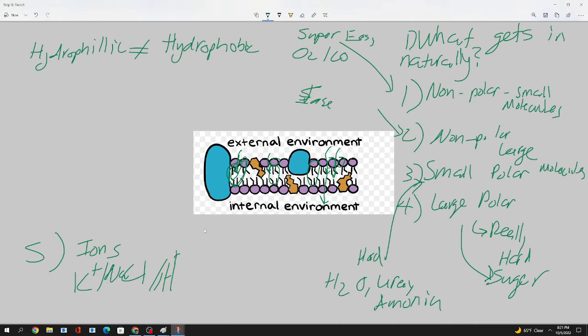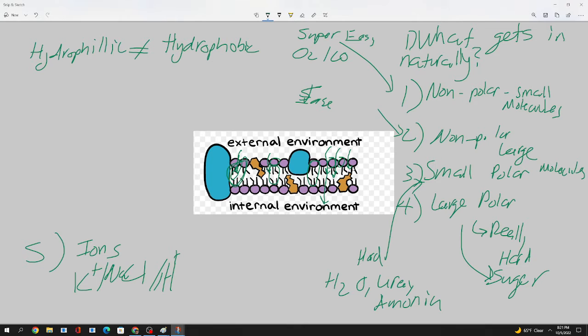They are the definition of a charged molecule. Yes, they're small, right? They can probably fit through the little crevices between these two hydrophilic heads, but they are so polar that when they go through that hydrophobic region, they're just going to bounce off one another. They're going to go crazy. So they are not going to go in, okay?